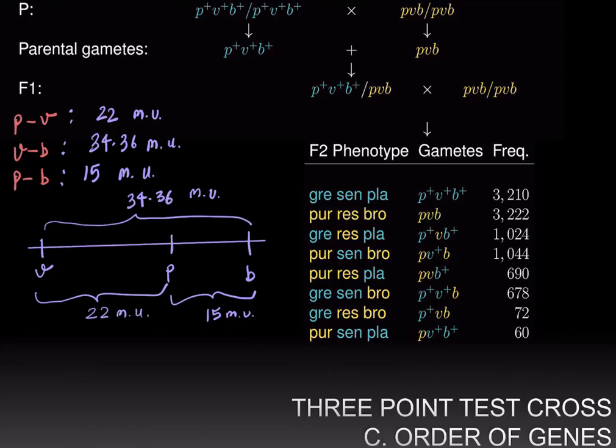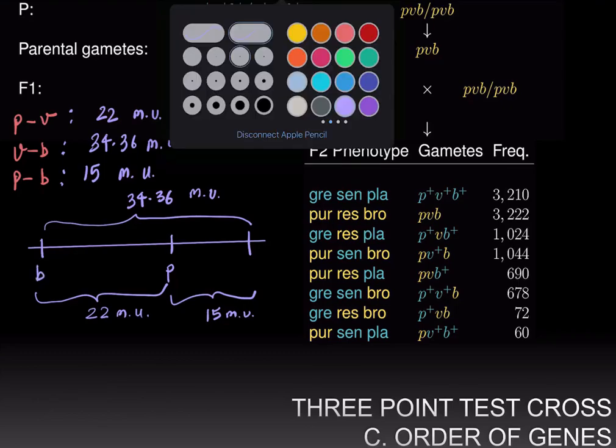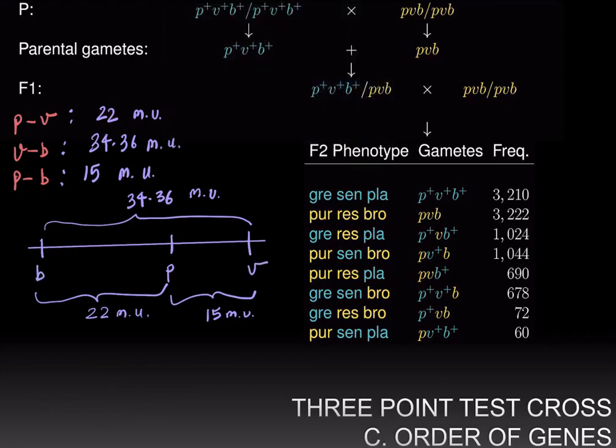Of course, we can only determine the relative order, and it is equally possible that B lies on the left and V lies on the right. Either map is correct.